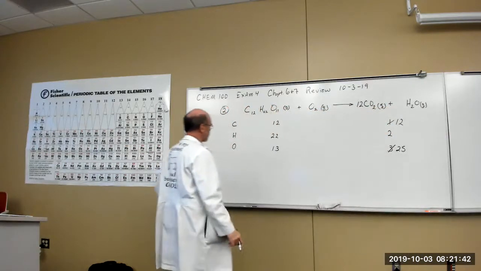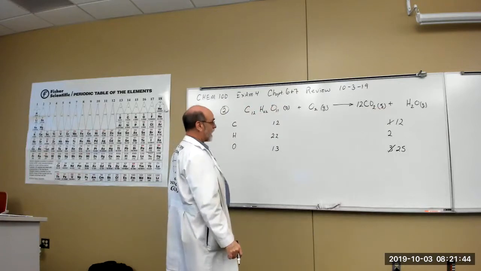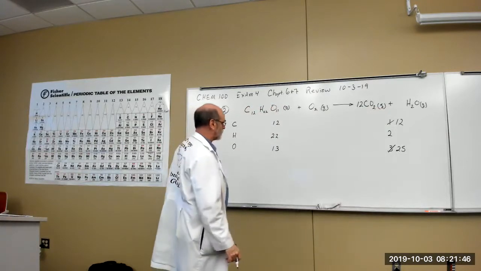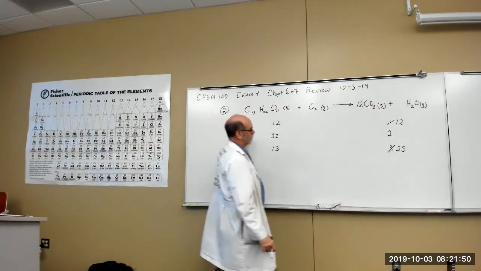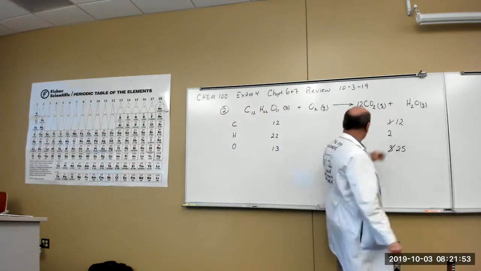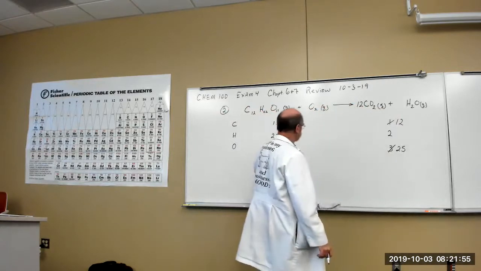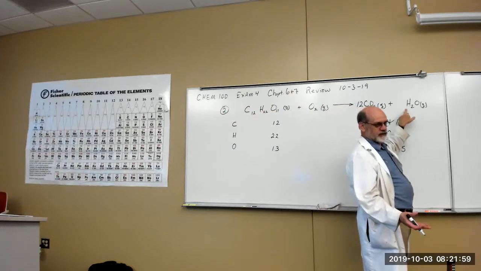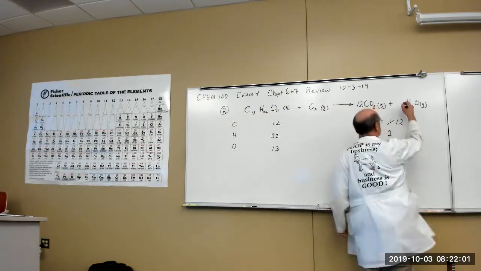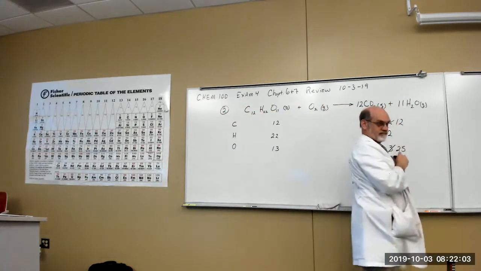Okay, we got carbon taken care of. Let's look at hydrogen then. We've got hydrogen in one place over here, that's good. How do we get 22 hydrogens from this? What coefficient would give us 22? 11, right? Okay.